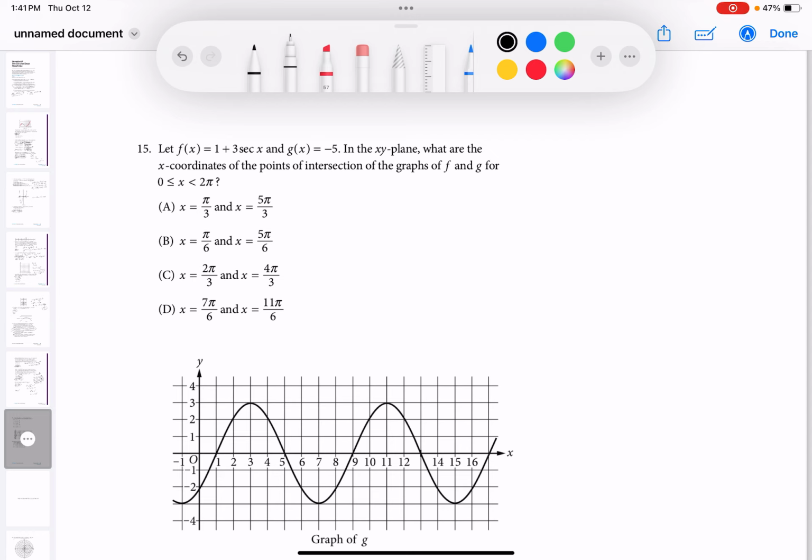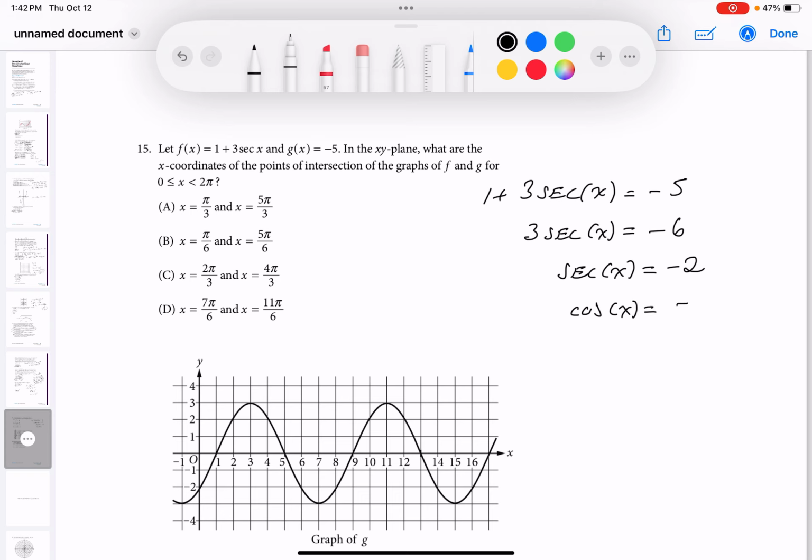So this one, it says, let f of x equal 1 plus 3 secant x, let g of x equal minus 5 in the xy plane. What are the x coordinates? Well, I'm going to write this down as an equation then. So it's 1 plus 3 secant of x equals minus 5. I'm saying when do they intersect each other? When do they equal each other? And it's going to be 3 secant of x equals minus 6. And then I'm going to say secant of x equals minus 2. Now I'm going to turn it into cosines because it's easier for me. Cosine of x would be equal to minus 1/2.